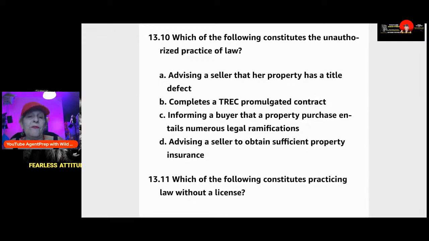So we do advise our clients, right? However, only on certain things that we have been trained and educated on, not on legal matters. If they need more explanation of the contract, then we can send them to an attorney.